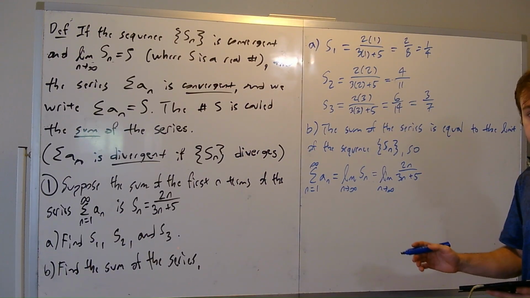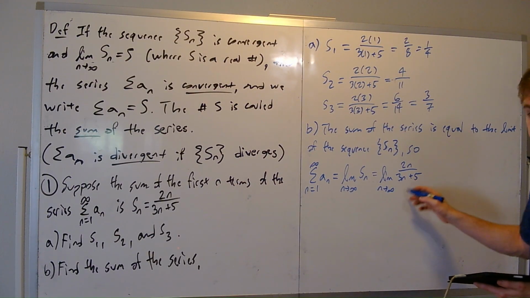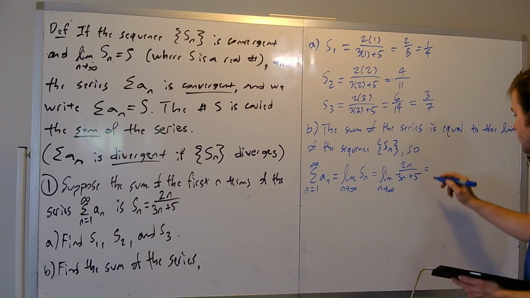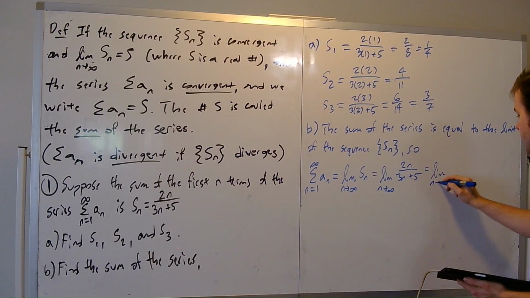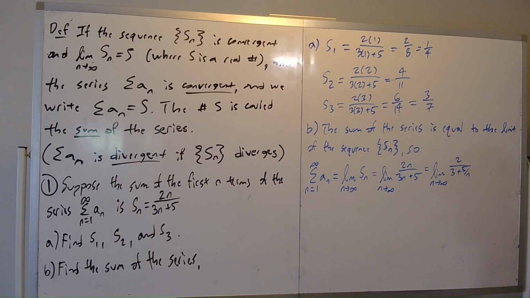Remember our strategy for these types of limits was always to divide by the highest power of n in the denominator. The highest power is just n, so we divide both the numerator and the denominator by n. Then we have the limit as n goes to infinity of, in the numerator, 2, and in the denominator, 3 plus 5 over n. And if n is going to infinity, then 5 over n is certainly going to 0. So this part goes away, and you're just left with 2/3.